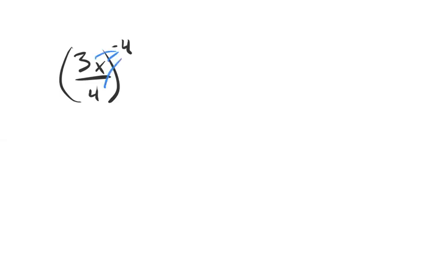So we distribute that negative fourth power. We now have 3 to the negative fourth, x to the negative fourth, over 4 to the negative fourth. So we got a bunch of negative exponents. And we just looked at that in the homework, right? Before break, we talked about being able to move those negative exponents. So if it's on top and it's a negative exponent, we move it to the bottom. If it's on bottom and it's negative, we move it to the top.